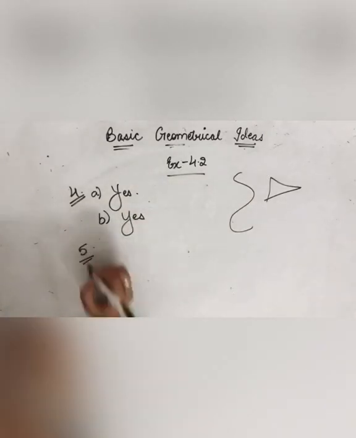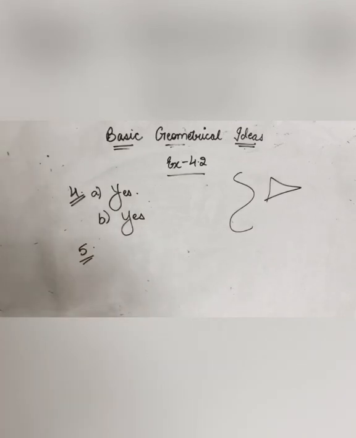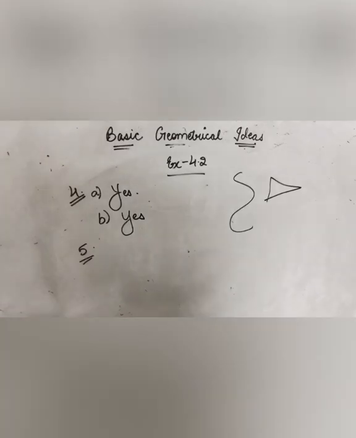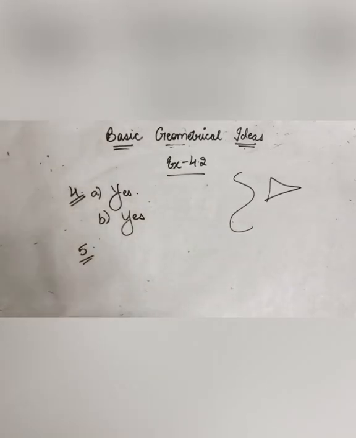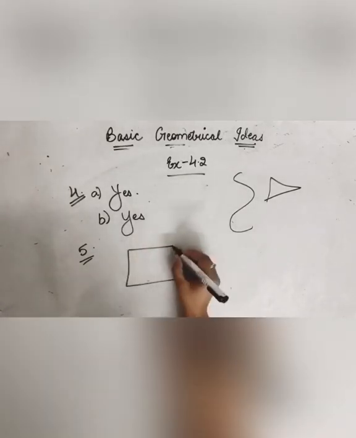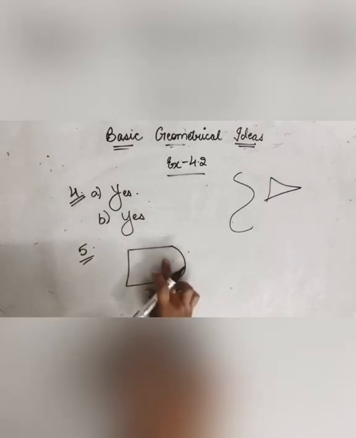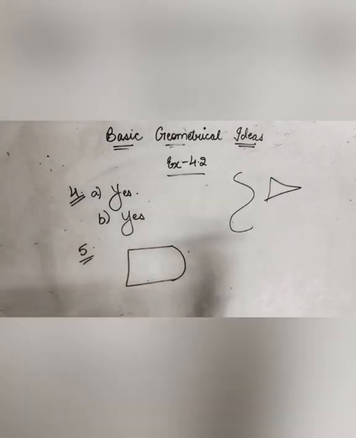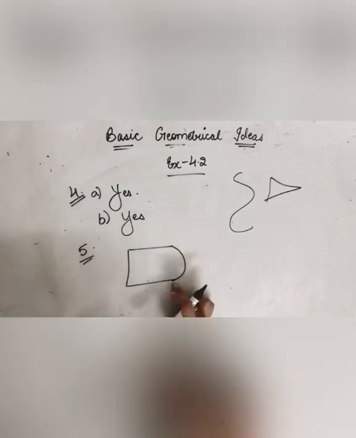Fifth question, if possible, for each one of the following you have to draw a rough diagram. First one is a closed curve that is not a polygon. You have to draw a closed curve, but it should not be a polygon. So any figure you can draw, like you can draw like this. This is a closed figure, but it is not a polygon because this curve is there.